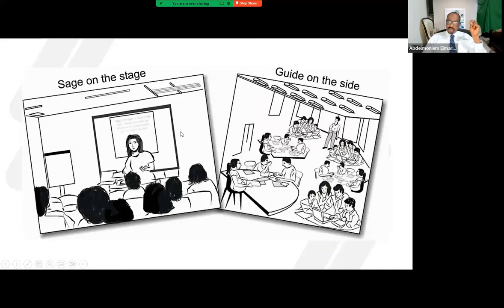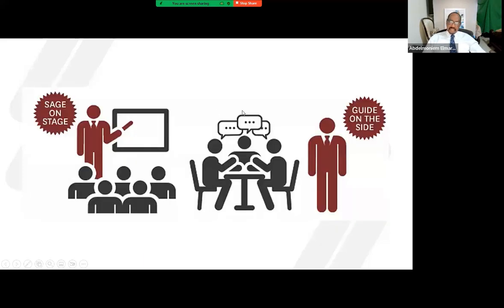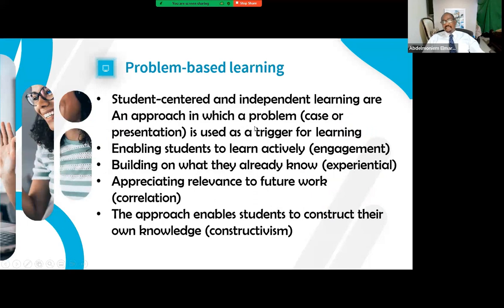You move from an information provider to a facilitator, a guide by the side. So, instead of being a lecturer and using the traditional didactic classroom setting, you become a guide by the side while the students are learning in a different setting. Now, this is about the first approach or strategy, which is student-centeredness.